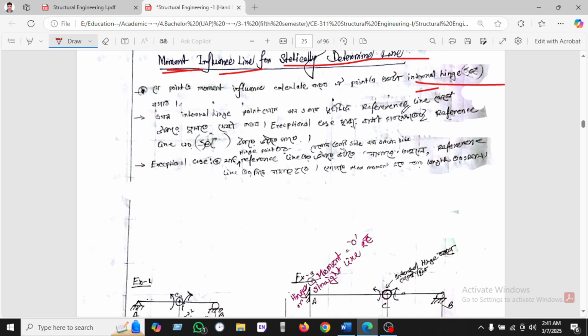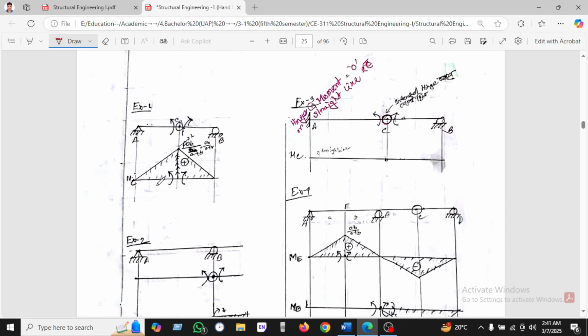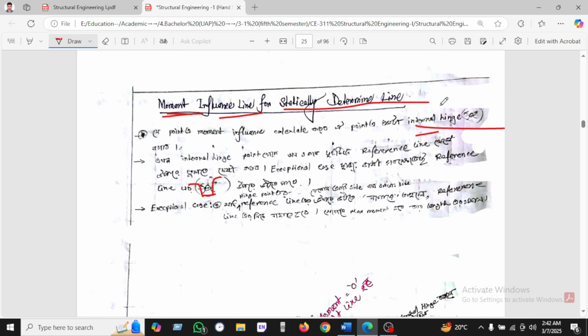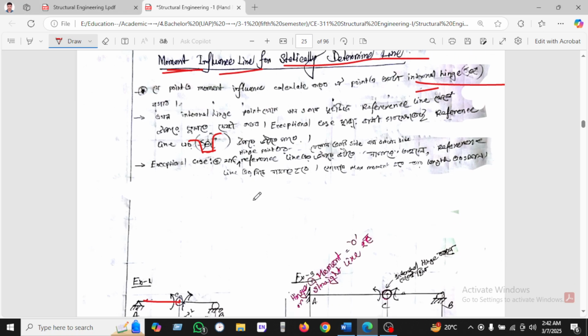Then we can use this sign in the left portion and this line as the bottom portion. Okay, let's see here. We are calculating moment MC. So we are inserting an internal hinge here and pushing here on the bottom side, left side, and pushing here on the right side. So the arm or the segment will behave like this, and another segment will behave like this. The internal hinge will be used because it is given here in the principle of Müller-Breslau.